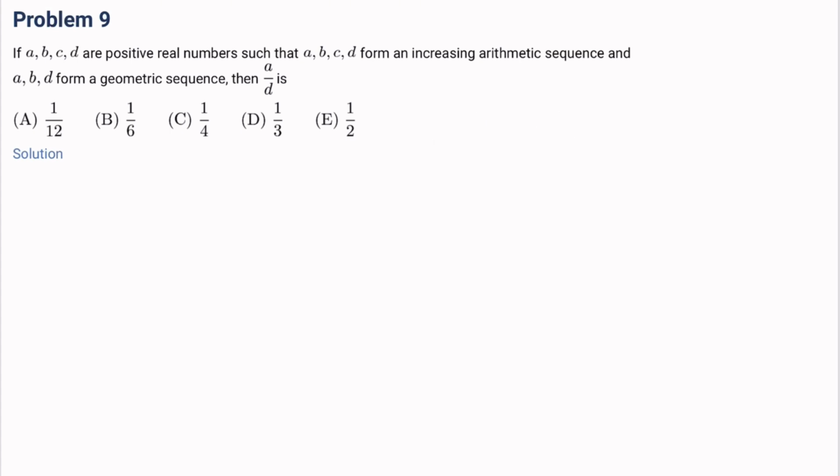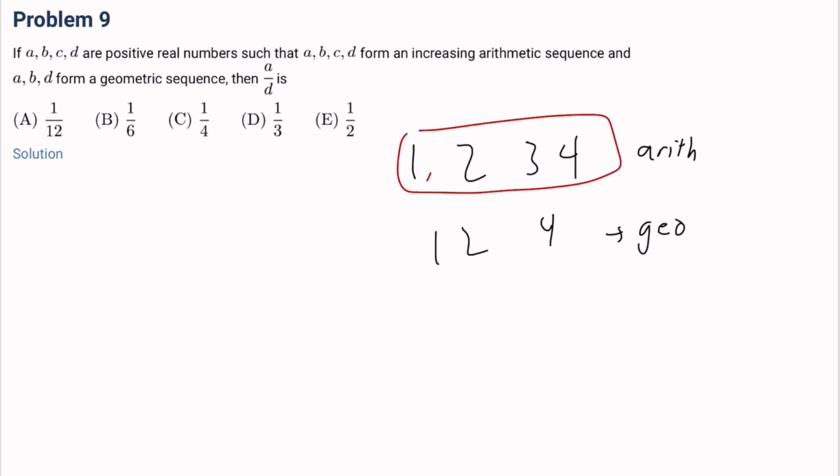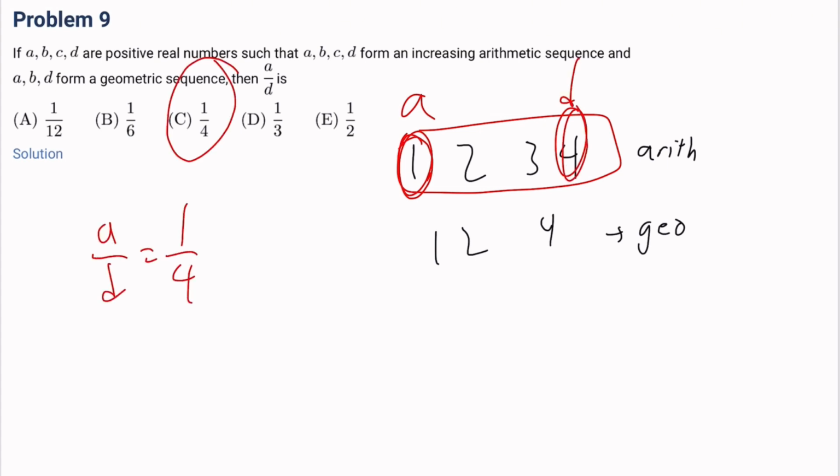And the same is true of A, B, C, D being 1, 2, 3, 4. This is an arithmetic sequence. But then 1, 2, 4 is a geometric sequence, right? So this holds true. And so A over D, this is A, and this is D. So A over D is equal to 1 over 4. The answer is C.